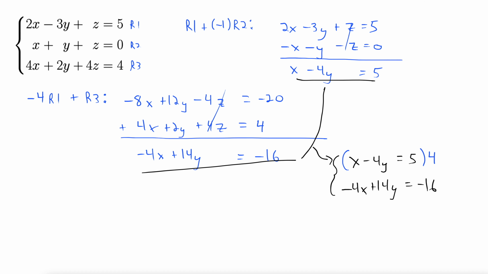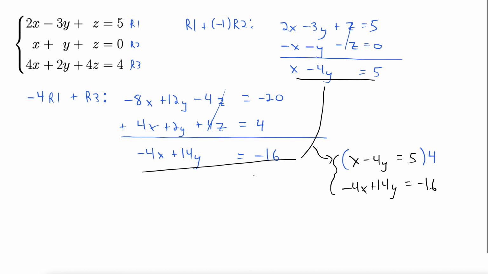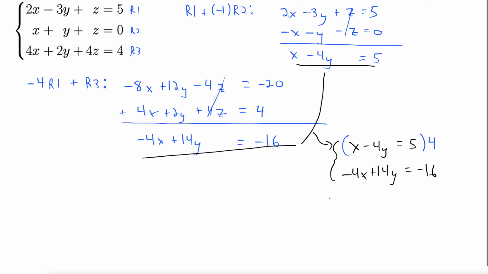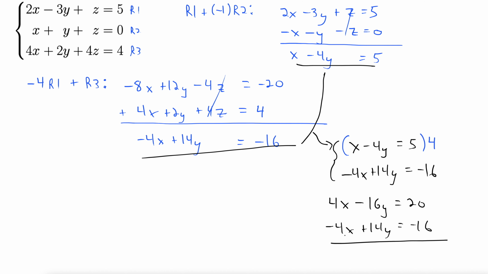Look at that. So doing that gives us 4x minus 16y equals 20. And down here we still have -4x plus 14y equals -16. Add them together. The x's cancel out by design. We get -2y equals 4, which tells us that y equals -2. One down.